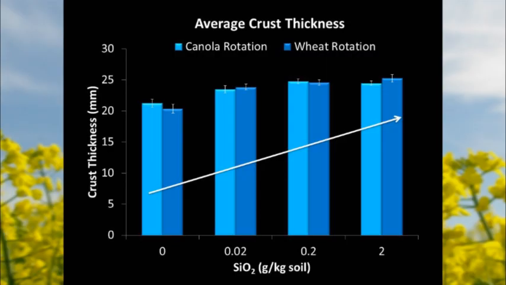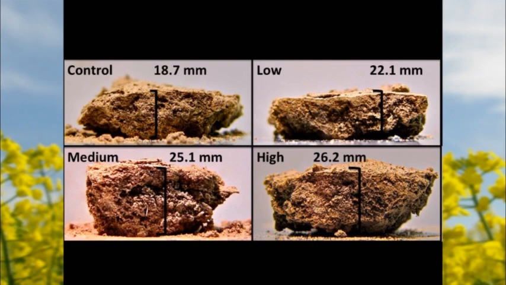For crust thickness, I measured this using a little caliper, but it didn't really show too many differences with increasing levels of silica or between rotations statistically, but physically you were able to see a big difference while I was conducting the experiment.